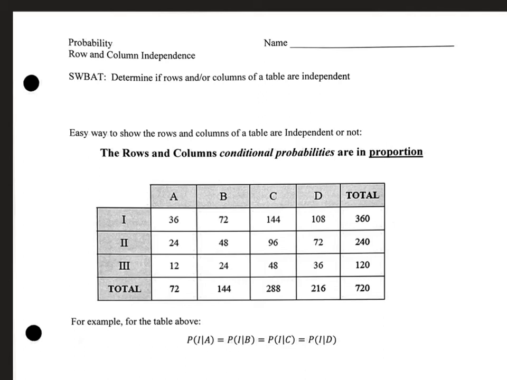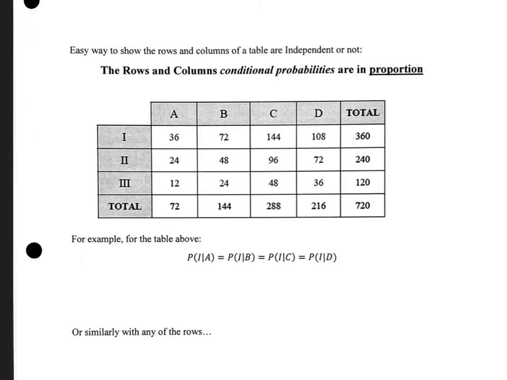All right, now that we've determined independence with Venn diagrams and things like that, we are now going to be proving independence with a table. It's slightly different, and it's a bit easier, in my opinion, to do it this way.